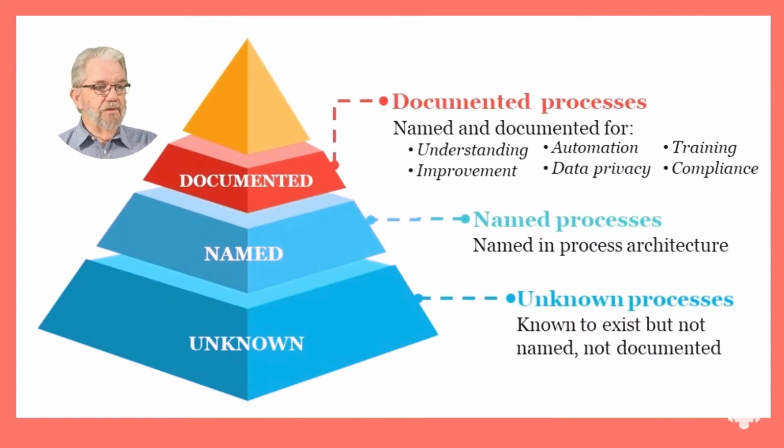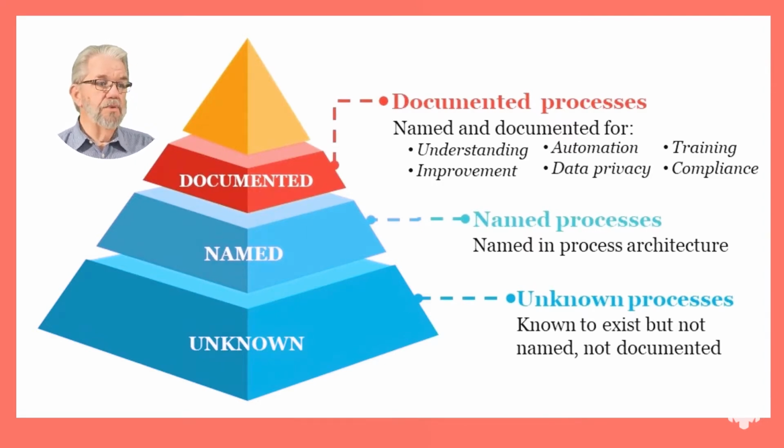The next level up, now we've got documented processes, and we've documented these processes perhaps as process models, but also maybe in other forms of documentation, of collecting information about them. And we've done that because we want to build our understanding. We've done it because we're running process improvement on the process. Perhaps there's some automation potential in the process. We need to do so for data privacy rules. We might just use the documentation in training, or there's some other regulatory compliance need for us to document the process. So these are the named processes that we've now gone on to document in a lot more detail.